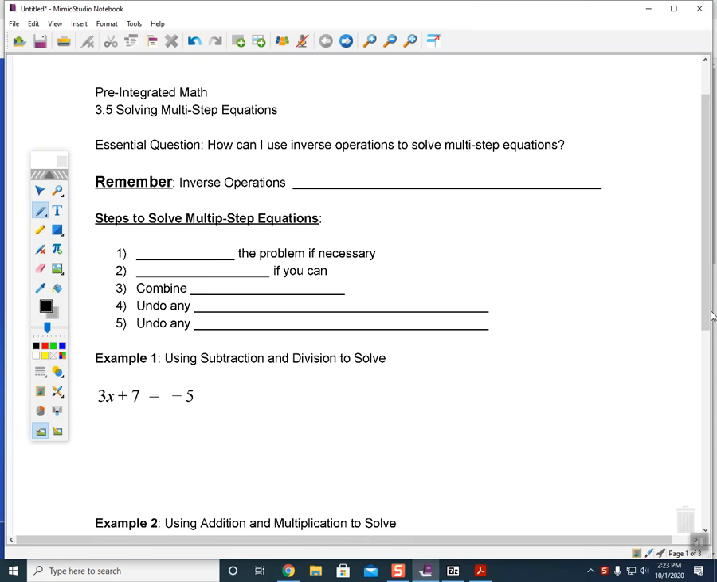So the first thing that we need to remember is that inverse operations cancel or undo each other. And if you remember, my inverse operations are addition and subtraction, and then multiplication and division go together. So to undo addition, I subtract. To undo multiplication, I divide, and vice versa. It goes the other way also. So inverse operations are what we use to solve any of our equations. That's why they're so important.